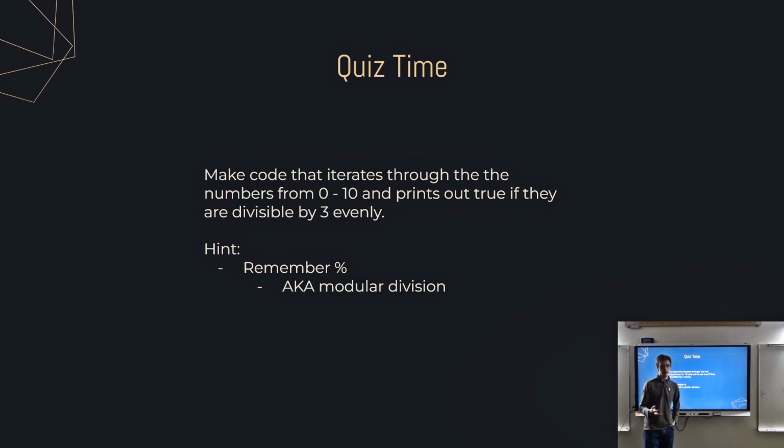What modular division does is, if you divide something, it's going to give not how many times it can be divided, but the remainder after dividing. So for example, 9 modular division 3 is going to give 0, because there's a remainder of 0. But 10 modular division 3 is going to give a remainder of 1. So use that to find out what is divisible by 3 evenly, and then iterate through these numbers and print true if they are divisible by 3.